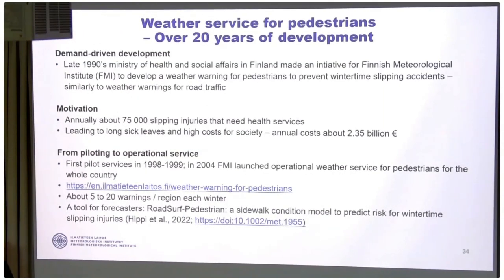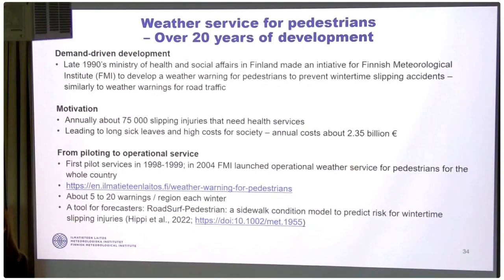FMI, the Finnish Meteorological Institute, developed this weather service for pedestrians about 20 years ago, and it was really demand-driven development. The Ministry of Social Affairs and Health contacted FMI, asking could we please start developing a weather service for pedestrians in order to prevent these slipping injuries, a service similar to road traffic warnings for severe weather conditions during wintertime. And the motivation: about 75,000 slipping injuries take place every winter.